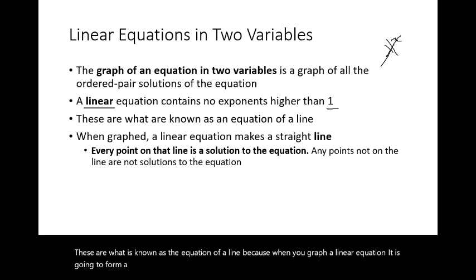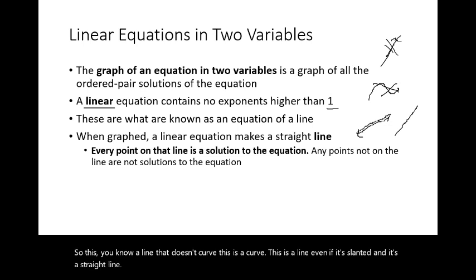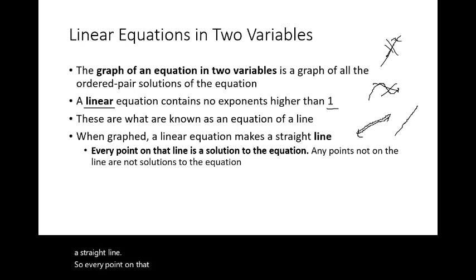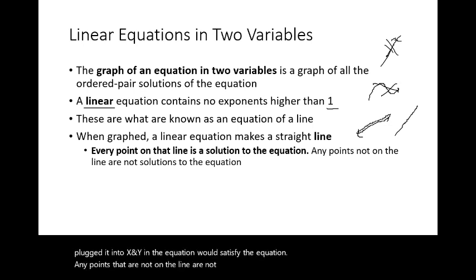Now, a straight line in this class means a line that doesn't bend, a line that doesn't curve. This is a curve. This is a line, even if it's slanted, it's a straight line. So every point on that line is a solution to the equation. Any ordered pair on that line, if you plugged it into x and y in the equation, would satisfy the equation. Any points that are not on the line are not solutions to the equation.